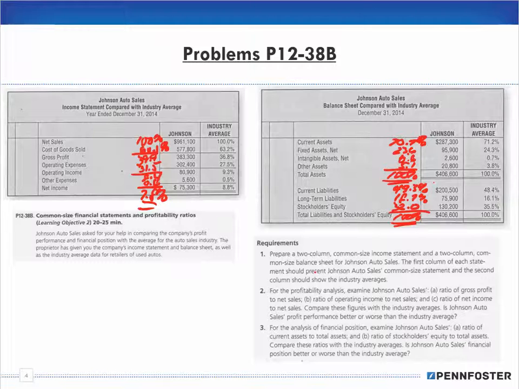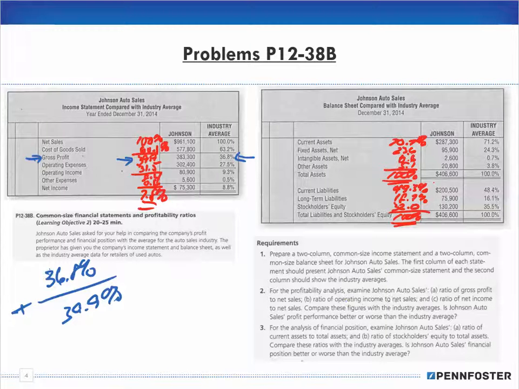Okay, number 2 here. It says, for the profitability analysis, examine Johnson's Auto Sales' ratio of gross profit to net sales. My gross profit is 39.9, and the industry average is 36.8. So that's better than the industry average, because the industry average is 36.8%, and Regal is 39.9%. So that's a plus.